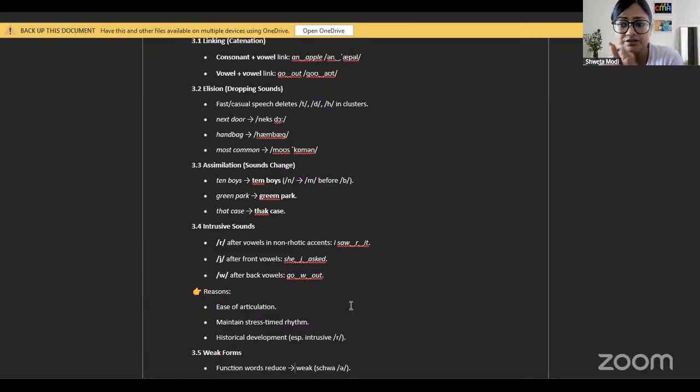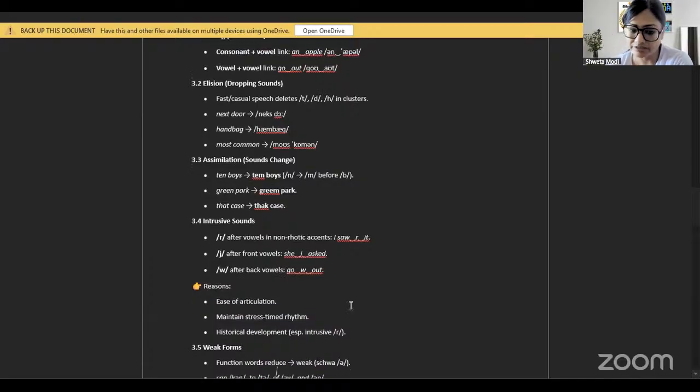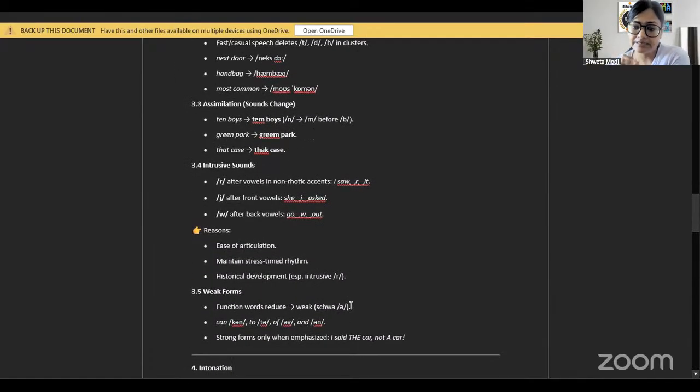There's a difference between American English and British English, where you don't stress on the R, and it's called a non-rhotic accent. I will make a separate video explaining this in detail. All of this is because of the need for ease of articulation while maintaining the stress-timed rhythm. To maintain the rhythm and ease of articulation, these changes have happened over a period of time. We can call it historical development.